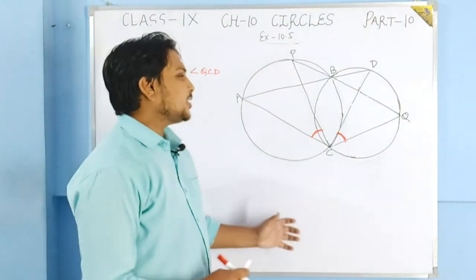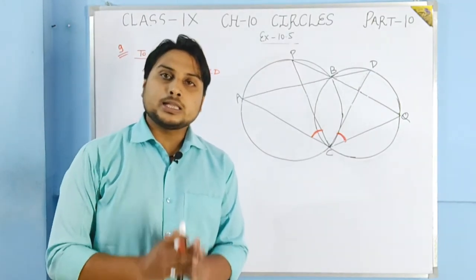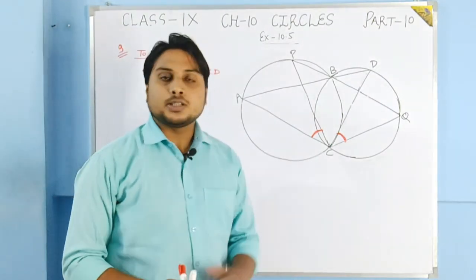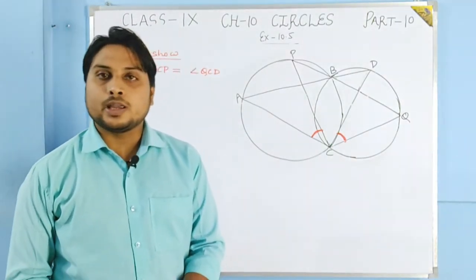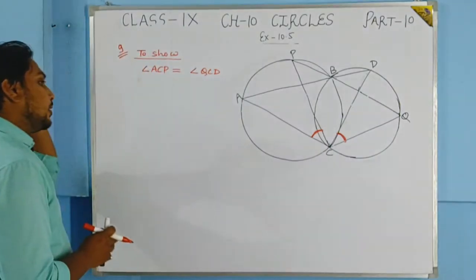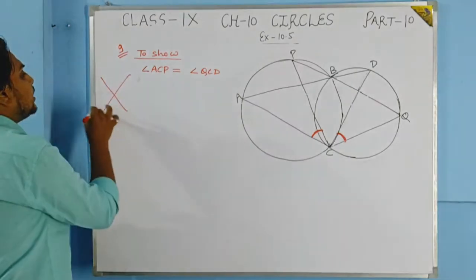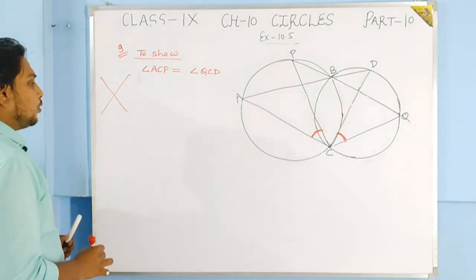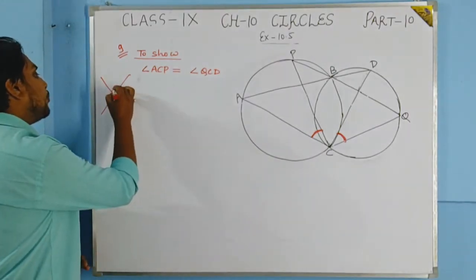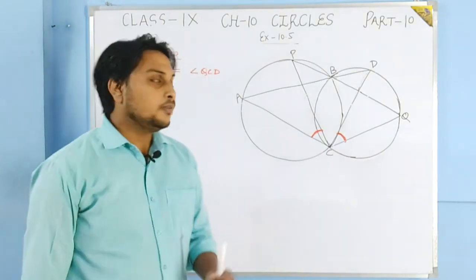See, in this question only the figure is complicated. Nothing else is complicated here. Why? Because the solution of this question is very short, and very easy also. How can you simplify it? See, students, you know very well that if two lines intersect each other, then their vertically opposite angles should be equal to each other. Okay, you know very well.